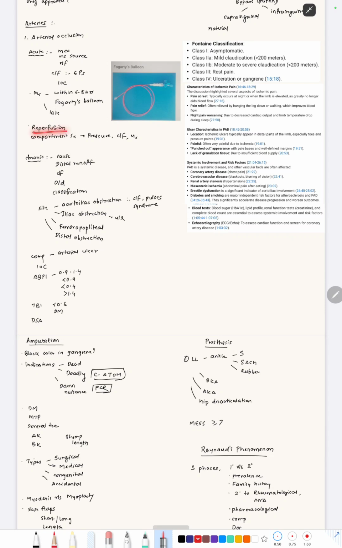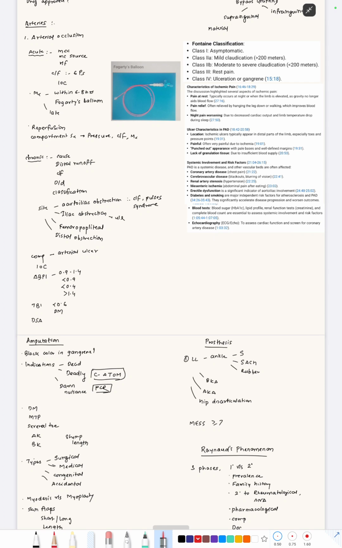Then reperfusion injury. What do you mean by reperfusion? Once thrombolysis or embolectomy is done, normal blood flow is restored. The free radicals that are generated in that area can move to the distal compartment, so that leads to free radical injury. Then compartment syndrome. In compartment syndrome, the pressure is more than 30 mmHg.